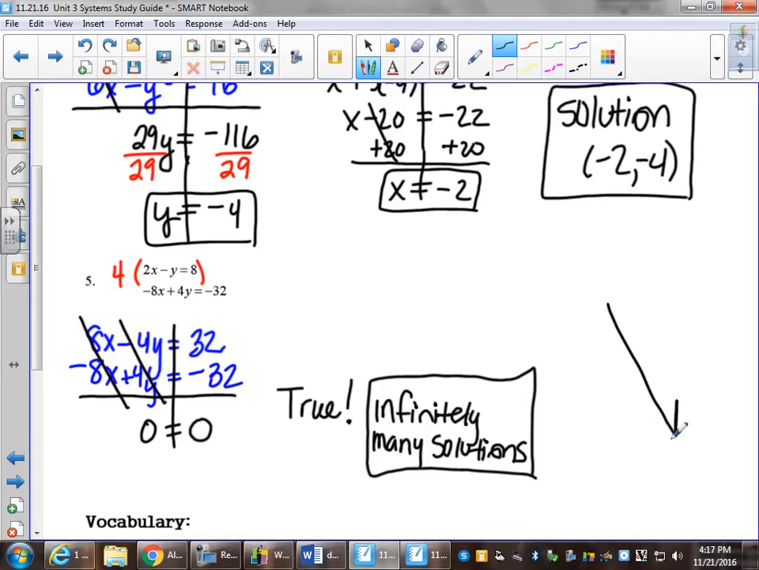It means that these are the same line. One line right on top of the other, so every single point is shared. Every point that's on this line is on this line. Same line.